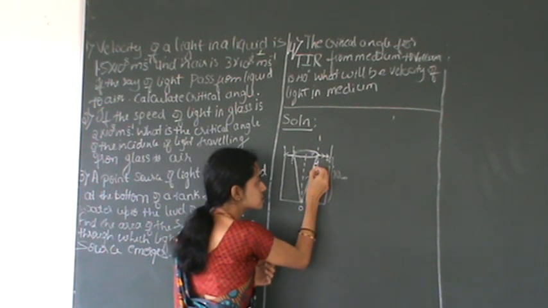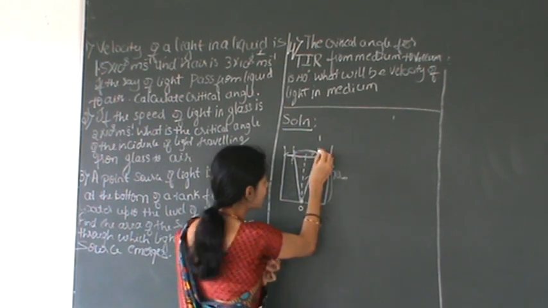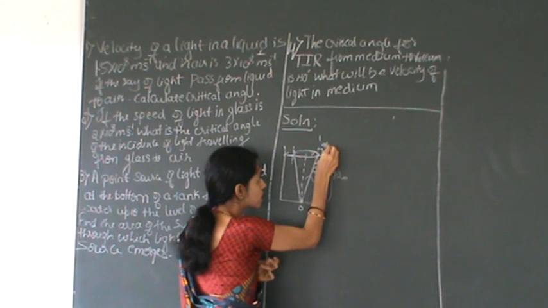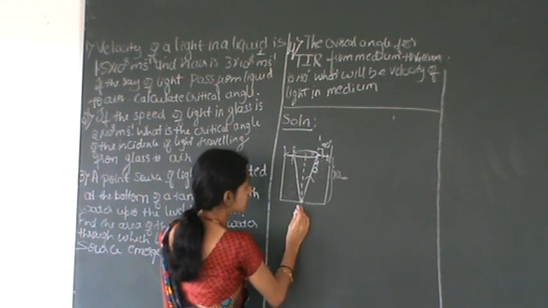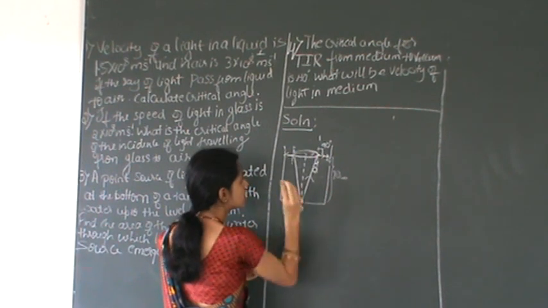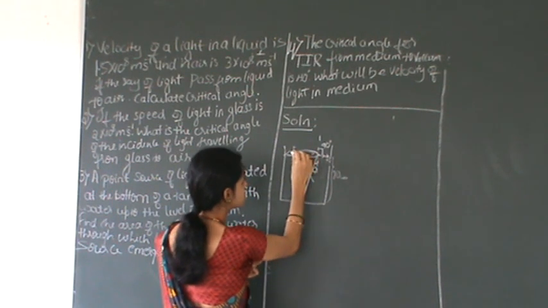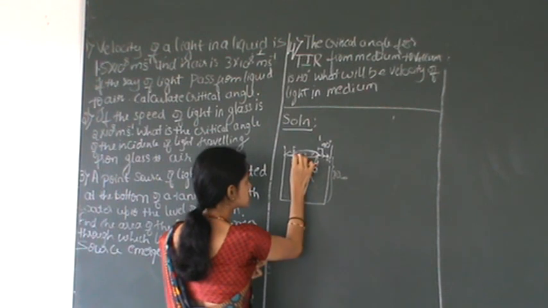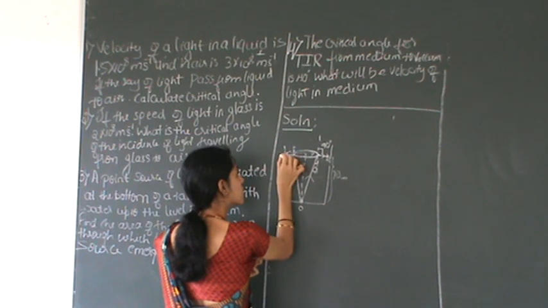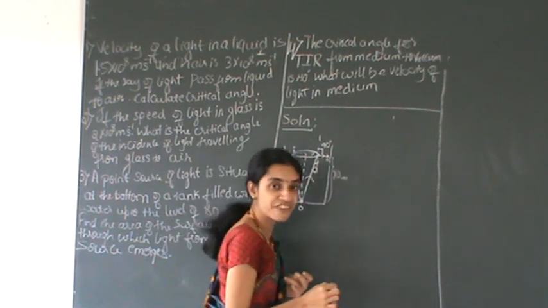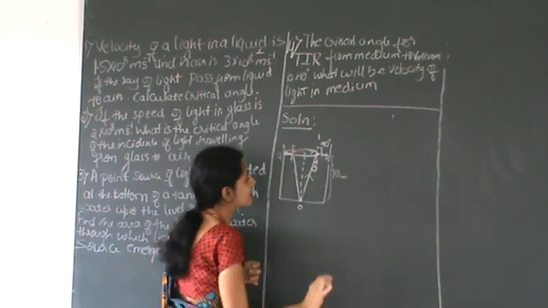OP value as our critical angle C, okay. And the refracted angle is how much? 90 degree. Similarly, on this side also, if this point is P, then OS is the incident ray. If it grazes the surface, SQ will be the refracted ray, and this will be the critical angle, okay. And this value will be 90 degree.